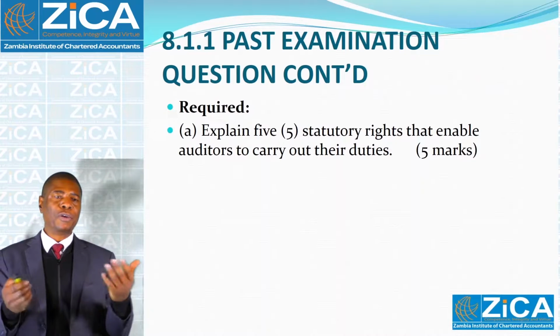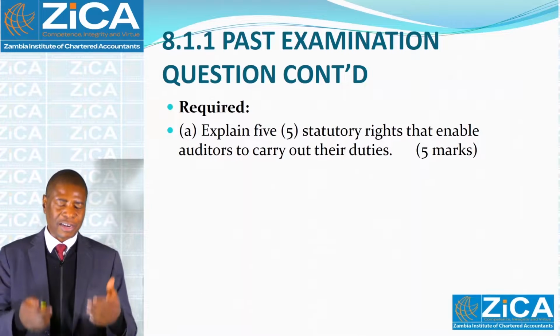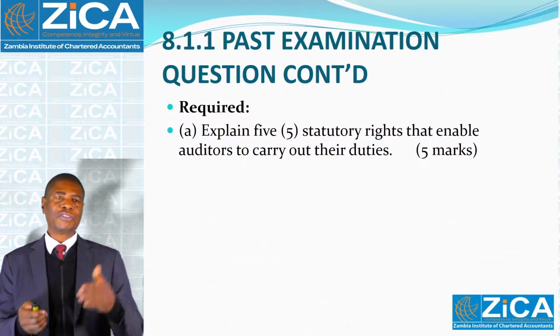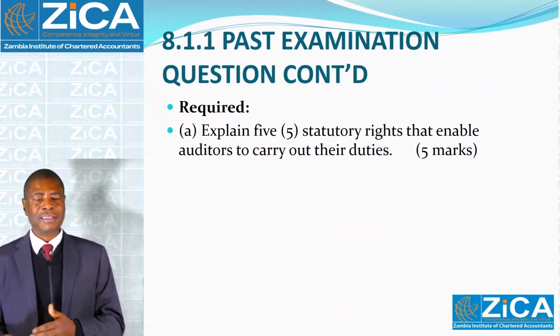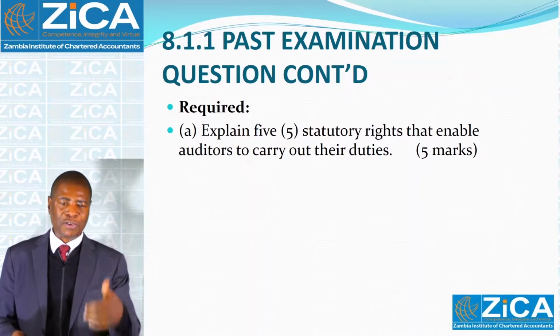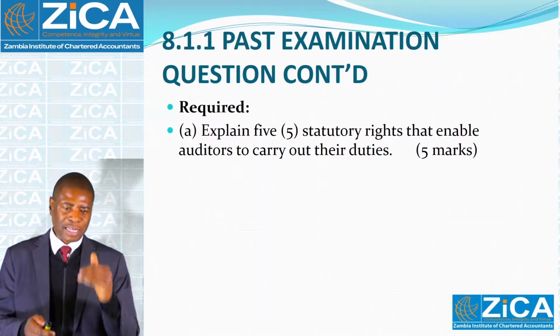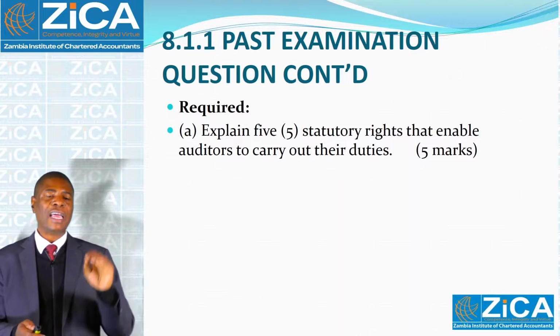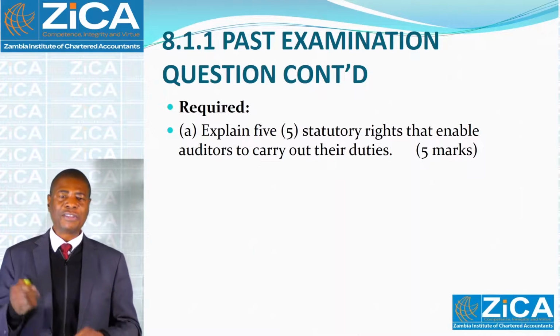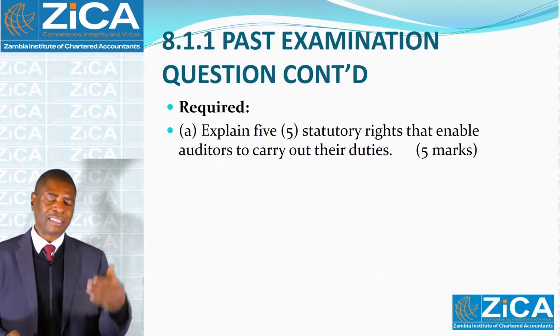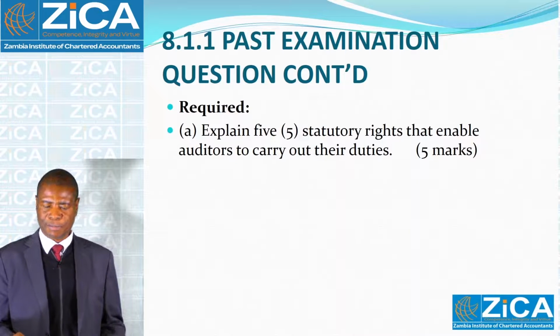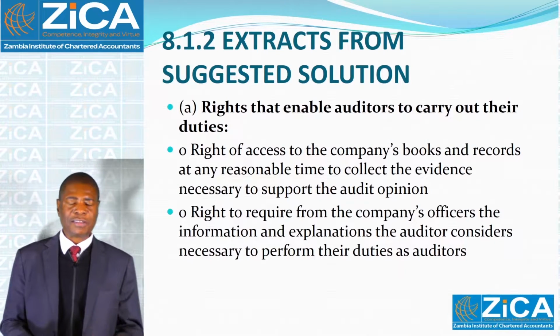For example, an auditor has got the right of access. And don't confuse rights and duties. Here they're asking for statutory rights, so focus on statutory rights, and they are using the verb explain. So explain, like we said, means make clear. If you just list, you get fewer marks.